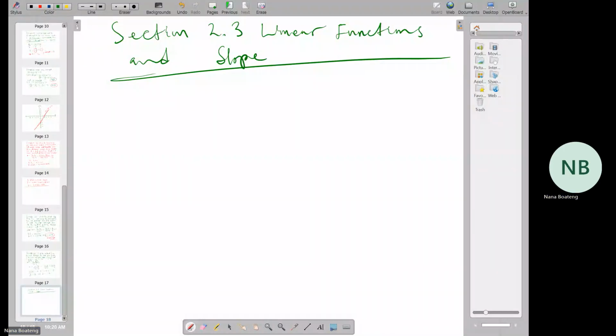Thank you everyone for joining this section. In this section, we'll be discussing section 2.3, which talks about linear functions and slope. So we begin by talking about the slope.